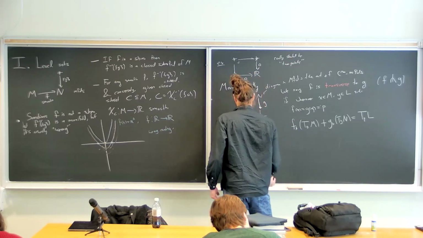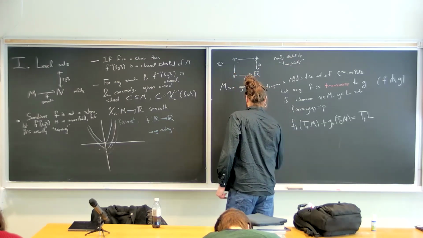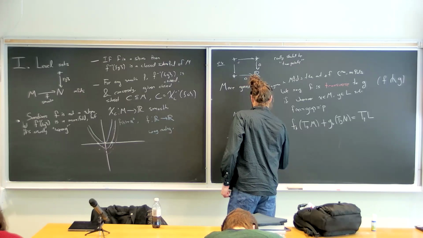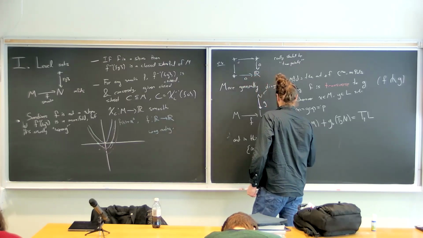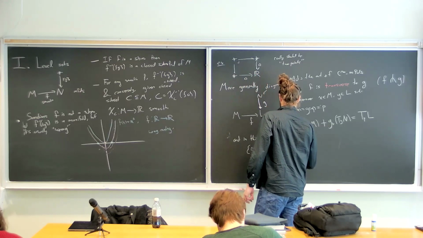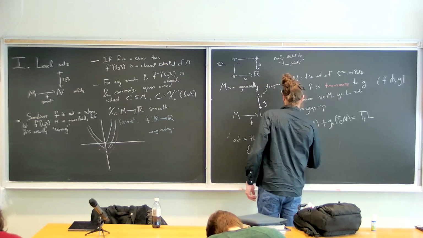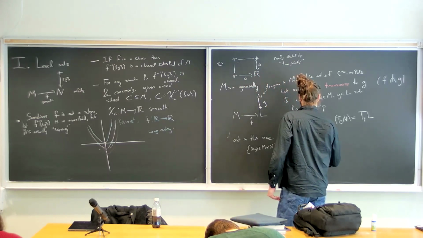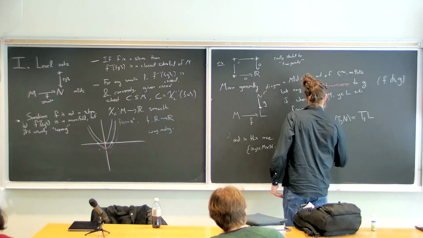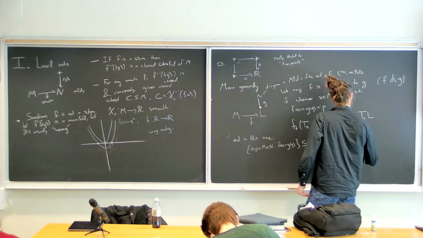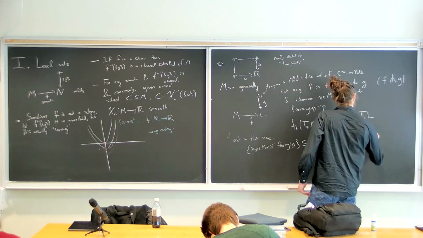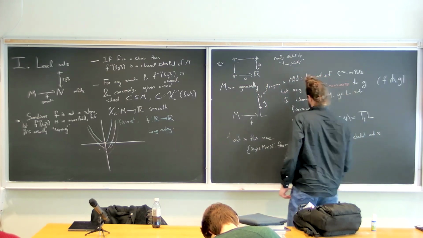In this case, if you look at the points (x, y) in M cross N such that f of x is equal to g of y, this sitting inside M cross N is a closed submanifold, and it is a categorical fiber product.